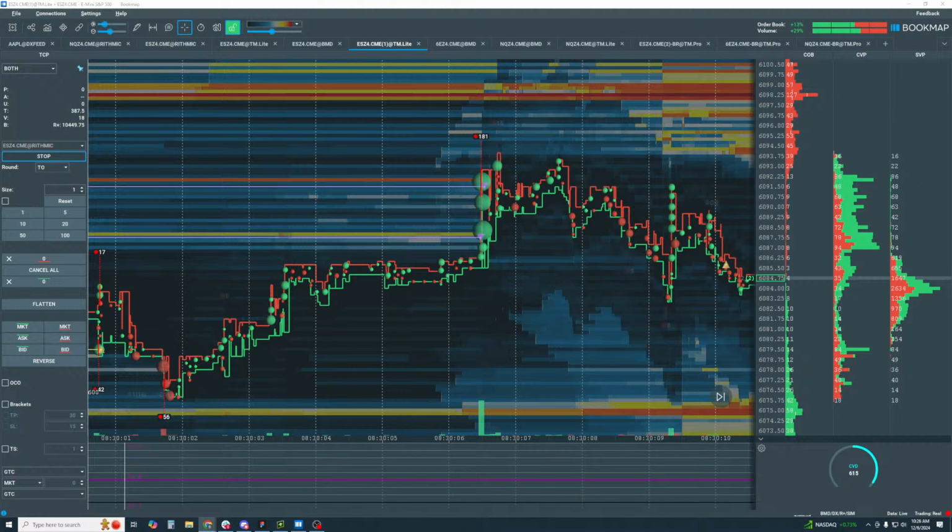All right, so, what's the best way to begin learning Bookmap? Nate, this is exactly why I want to go over this, so you can understand.